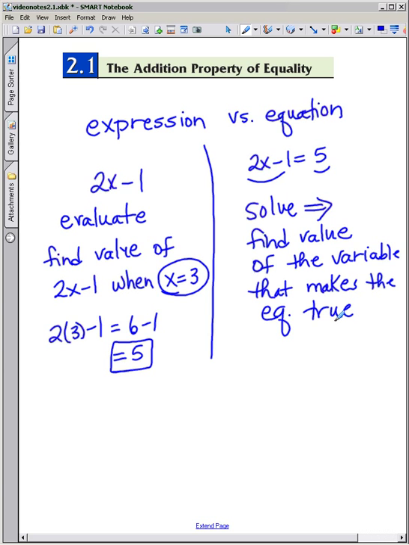Now, in section 1.8, you actually had an equation and you were given a value and you had to determine, was that value the solution? Well, in this chapter, we're going to actually learn how to find those values that are solutions to the equation. And the first method that we're going to talk about is this addition property of equality.